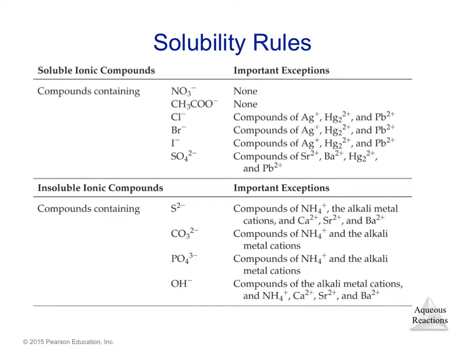To identify a precipitate in a precipitation reaction, you must know your solubility rules. You can find the solubility rules table in your summer packet. It's also in your book, or it's on the screen here. You will be expected to know that all potassium, nitrate, ammonium, and sodium salts are always soluble. Again, potassium, nitrate, ammonium, and sodium.